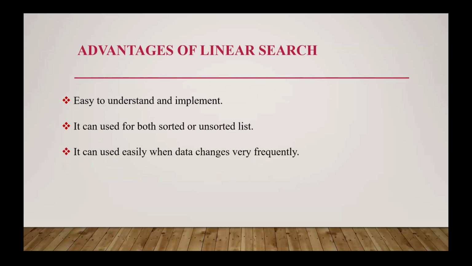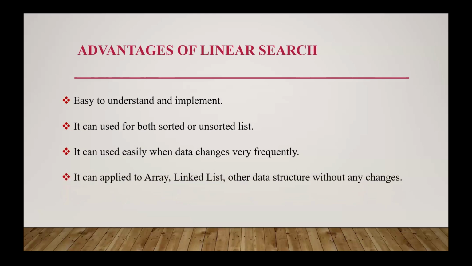It can easily handle changes, meaning when the data changes frequently. For example, we take a data set where the elements change rapidly. Whenever changes are rapid and we use linear search, there is a 100% chance of finding whether the element is present or not. Next, it can be applied with an array, linked list or any data structure without any changes. We can use the algorithm directly.